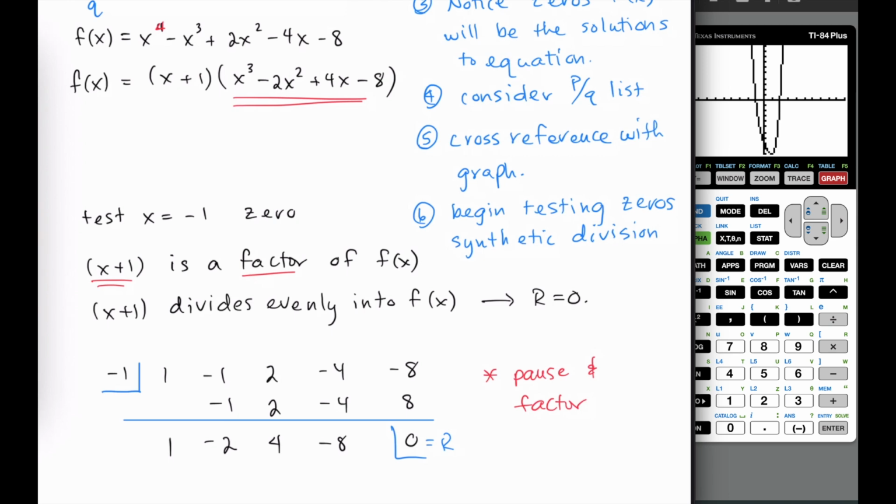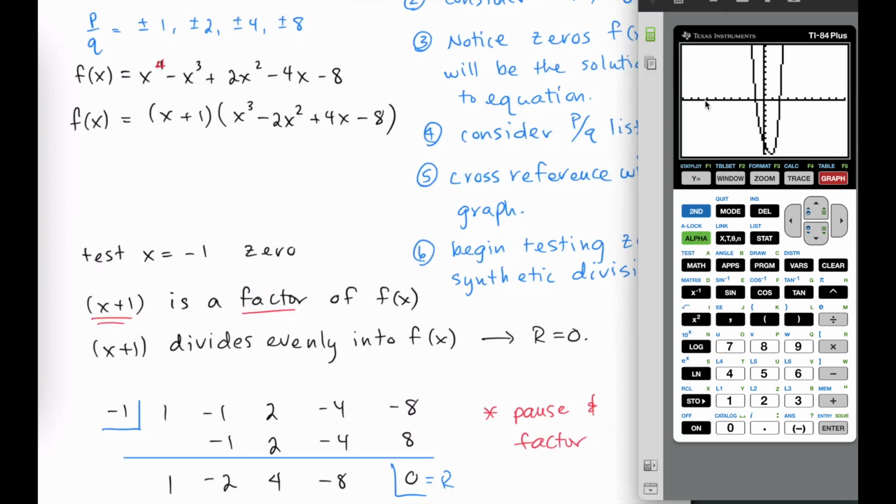But if you didn't notice that, we would need to go back to the P over Q list and find another good candidate to continue our synthetic division process. Let's do that. So back to our P over Q list and the graph, it appears that positive 2 is an x-intercept. Positive 2 is also in the P over Q list. We'll test to see if x is equal to 2 is a 0, which means that x minus 2 would be a factor, and x minus 2 would divide evenly into the original polynomial.